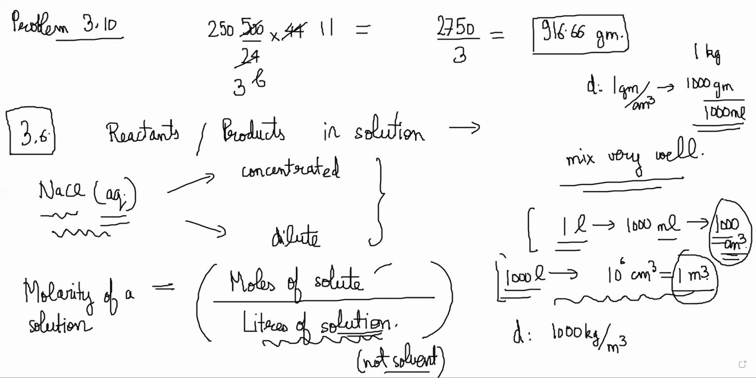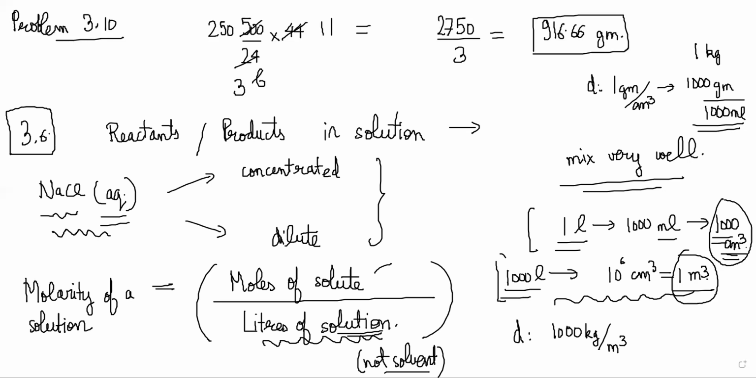So 2.355 by 98 is the moles of solute, and divide that by liters of solution. So how much volume is the solution? 50 mL, right? So that is actually 1 by 20 liters, right? So dividing by 1 by 20 means you have to multiply by 20 at the end. 2.355 into 20 by 98 will be the answer. And the unit will be called molar.